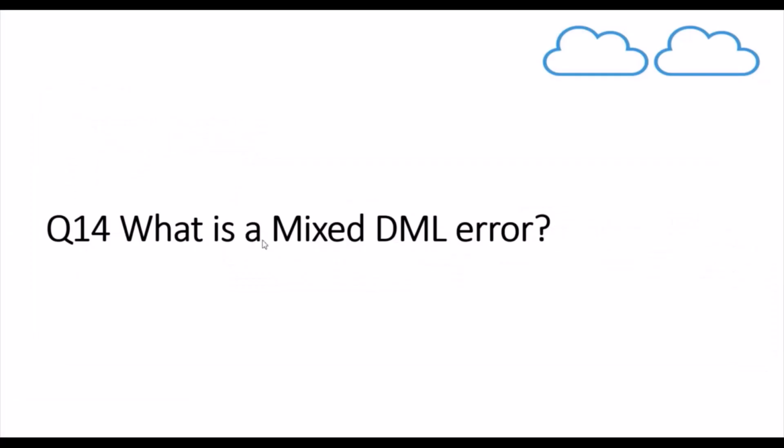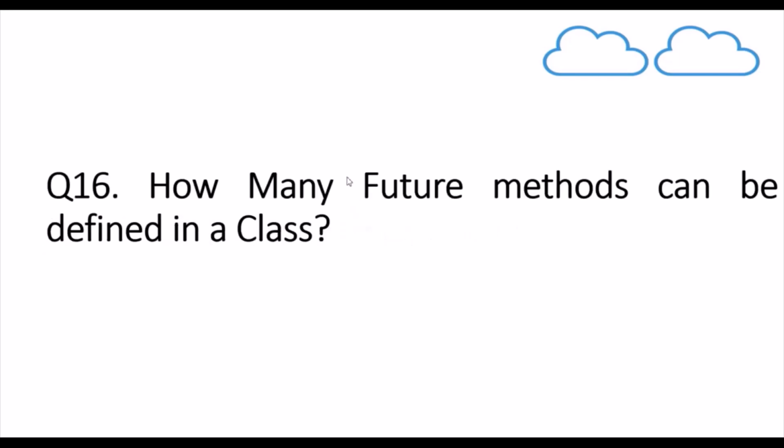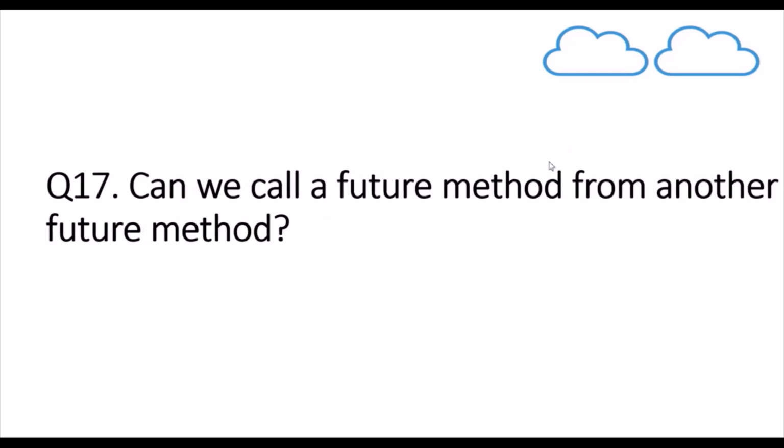Let's see what we have next. How to resolve this error? We have already seen that. Next is how many future methods can be defined in a class. There is no limit to the number of future methods you can define in a class. There is no restriction on it. Can we call a future method from another future method? No. A future method cannot be invoked from another future method, not even from the batch class execute method.